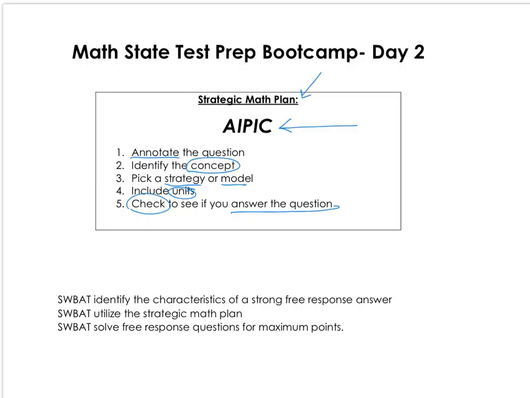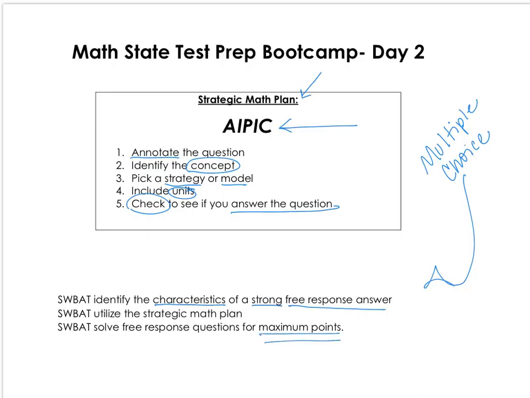Yesterday we focused on multiple choice, and today we're actually going to move to free response. So let's look at our aims really quickly. The first aim is to identify the characteristics of a strong free response answer. That means what makes a free response answer really strong. Secondly, we're going to utilize the strategic math plan from yesterday. And last but not least, you're actually going to have a chance to solve free response questions for maximum points.